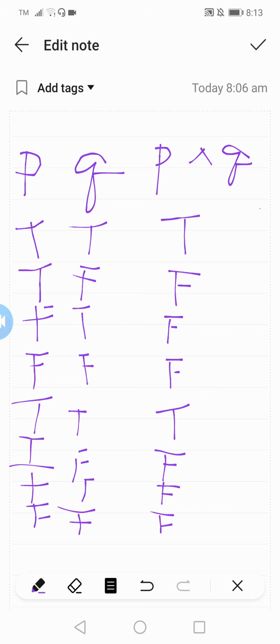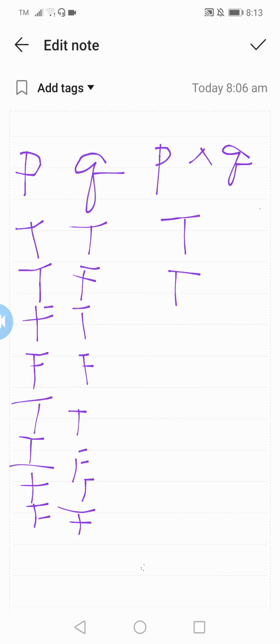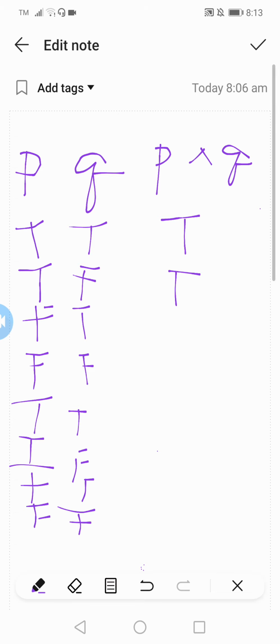Next, we proceed to the second connective, and that is the disjunction. So disjunction is just the opposite. This is the opposite of the conjunction.